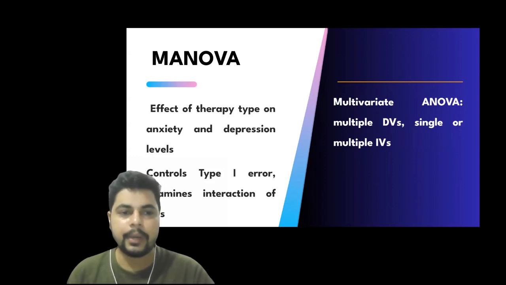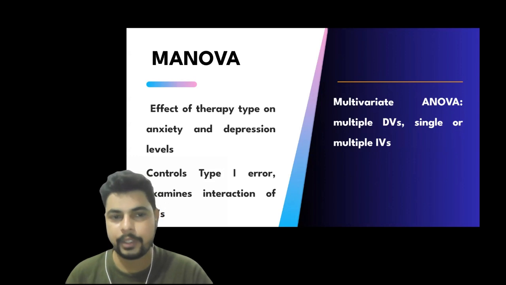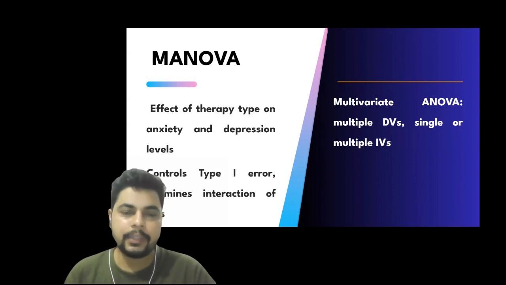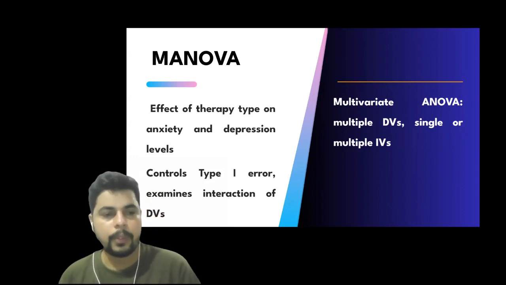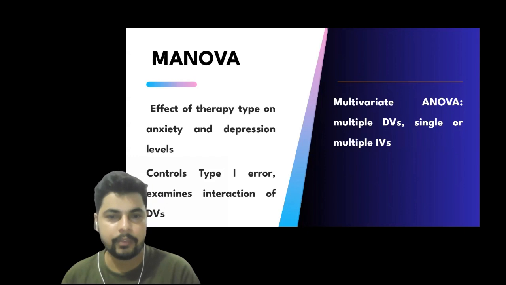You can see in the example the effect of therapy type on anxiety and depression level. Basically, we are considering different types of therapies, like psychotherapy, like CBT, and other therapies too, to treat patients with anxiety and depression levels. In this way, we have a number of DVs and a number of IVs.